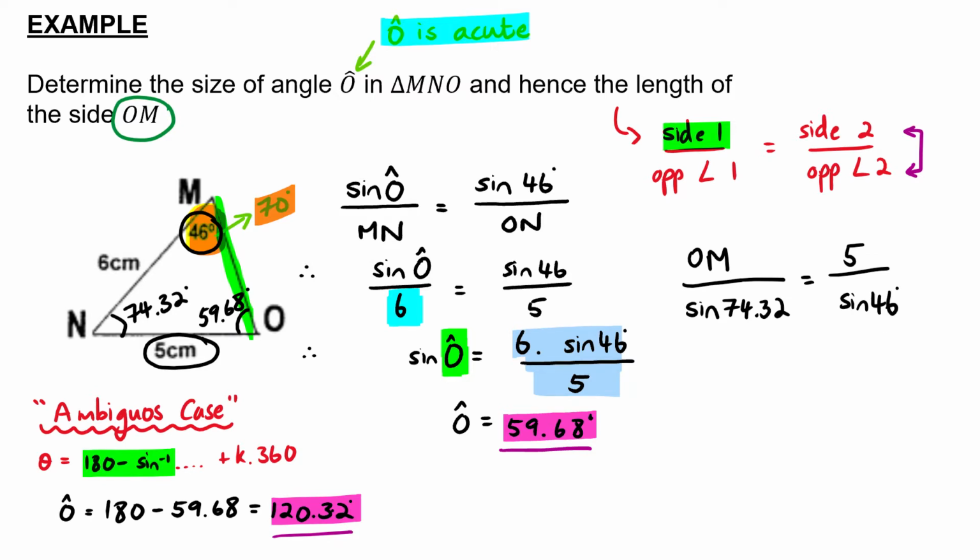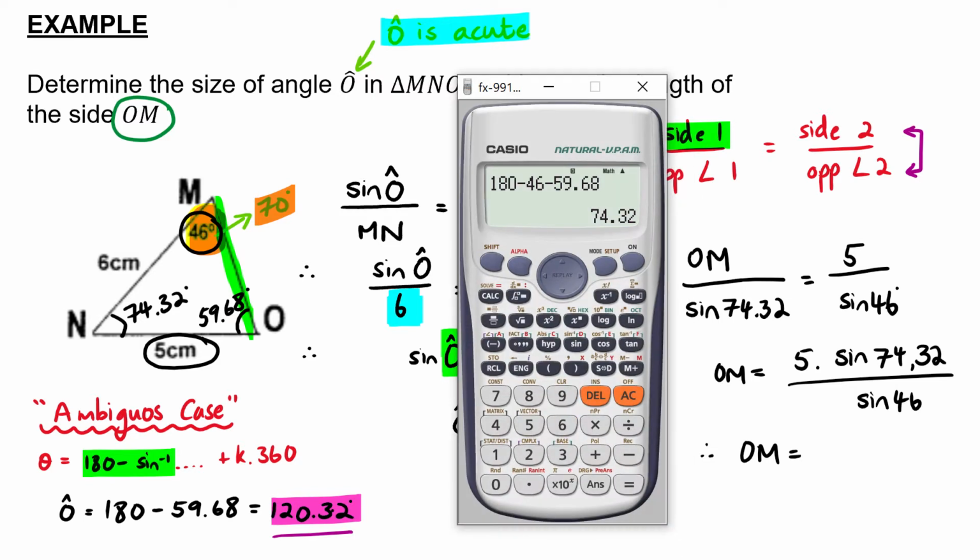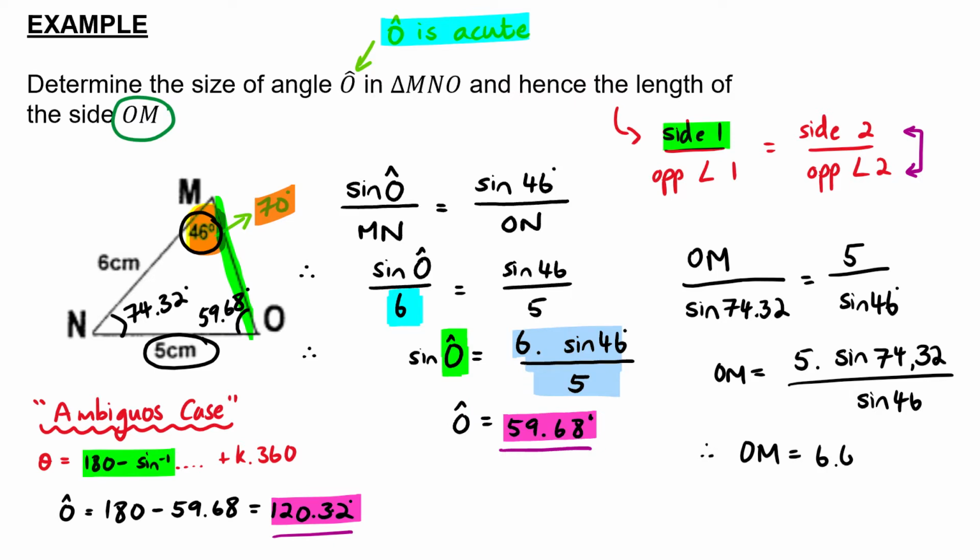Watch how I'm not writing out the formula because I don't need to. And that would be that OM is 5 times sine of 74.32 over sine of 46. And therefore OM is given to us as 5 sine 74.32 over sine of 46, and that is given to us as 6.69 centimeters. Don't forget to write your units.